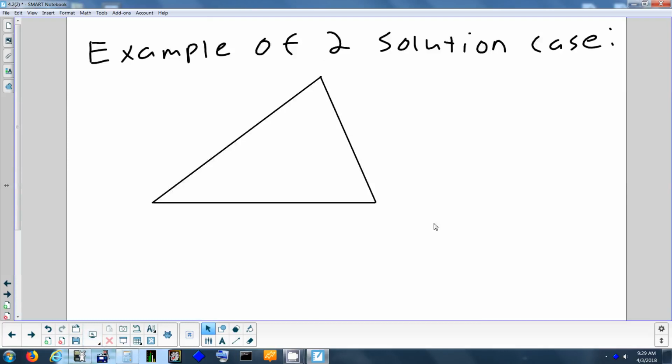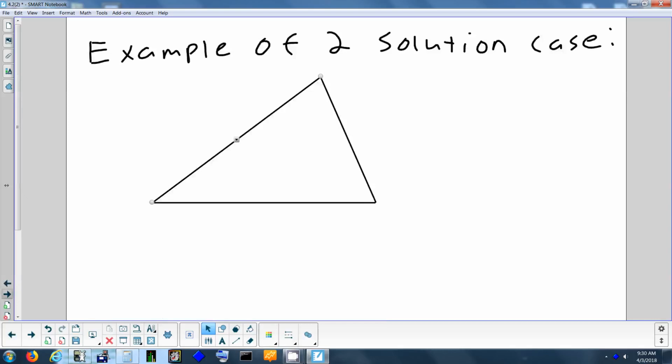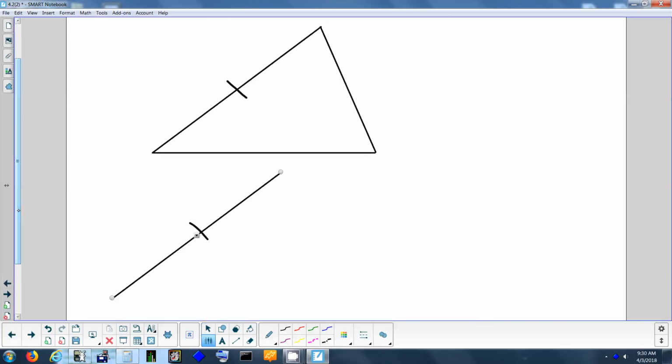All right, so what I'm going to do is try to show you how to sketch an example of a two-solution case using two sides that are the same and an angle that's the same, but I'm going to get two totally different pictures. That's what we just did in the last problem. First thing I'm going to do is just make a copy of that side, put it right there. Does everyone agree that those two sides are the same length?